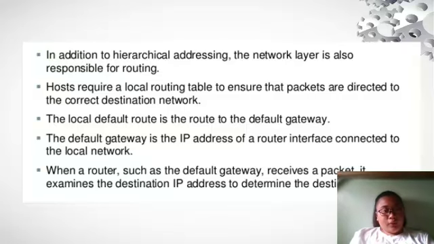In addition to hierarchical addressing, the network layer is also responsible for routing. Hosts require a local routing table to ensure that packets are directed to the correct destination. The local default route is the route to the default gateway. The default gateway is the IP address of a router interface connected to the local network. And when a router such as the default gateway receives a packet, it examines the destination IP address to determine the destination network.